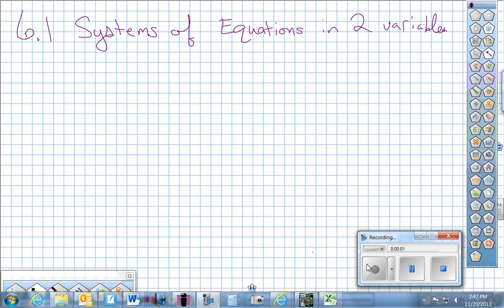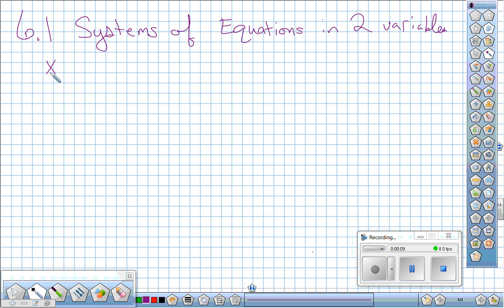Different systems of equations in two variables. There's going to be a couple different ways that we can solve each one. So for example, I might give you the two equations x minus y equals 5 and 2x plus y equals 1. So this is my system of equations right here.